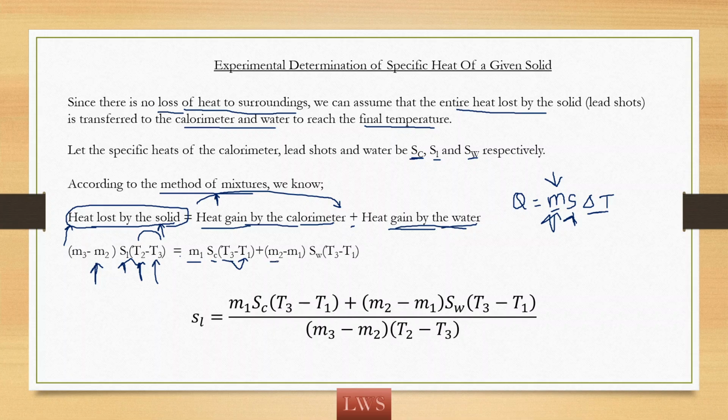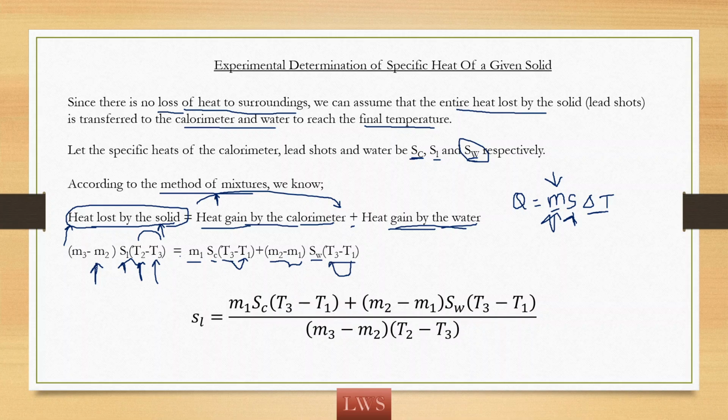So mass of water, that is M2 minus M1, into specific heat of water. I assumed it as SW. SW into change in temperature. See, I have taken water at an initial temperature T1 and because of mixing the final temperature is T3. As T3 is higher and T1 is lower, I can take higher temperature minus lower as the change in temperature, which is T3 minus T1.